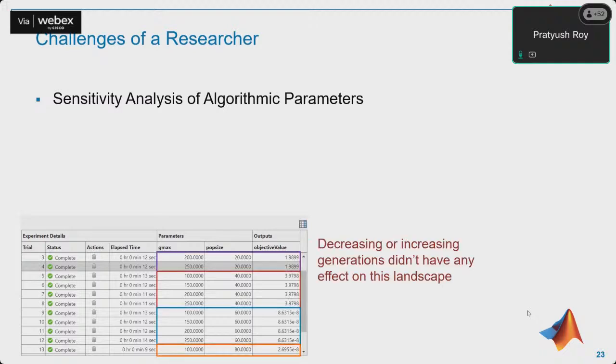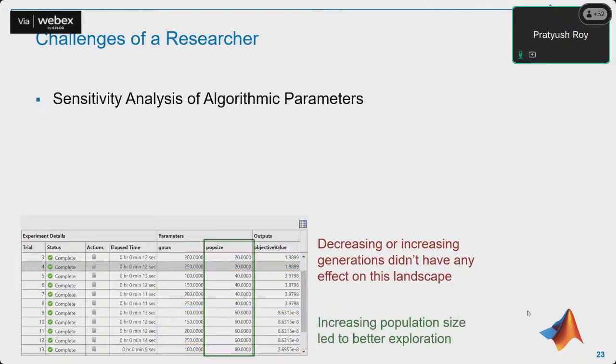let's say you want to apply a genetic algorithm on a similar problem, and you want to look at whether increasing or decreasing the number of generations has any effect on the final solution, right? Or let's say whether increasing the population size leads to better exploration. So if you increase the population size, you have more capacity to explore the entire space, which is bounded by the lower and upper bounds. Okay? So does that affect your overall results? So that is one question.